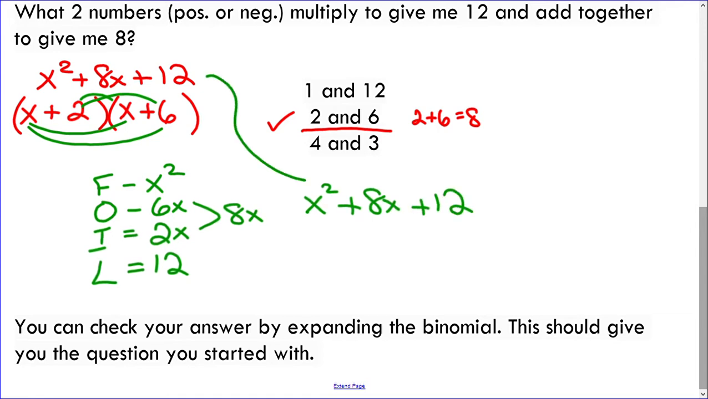Take a look back to our beginning part, and sure enough, I get the exact same thing that we started with. So really, when we're doing these trinomial terms, all we're doing is breaking them apart into two sets of brackets, and then we can use FOIL to check that we have the right answer.